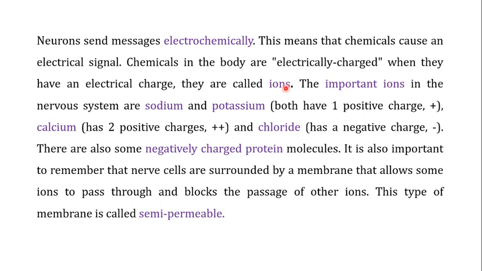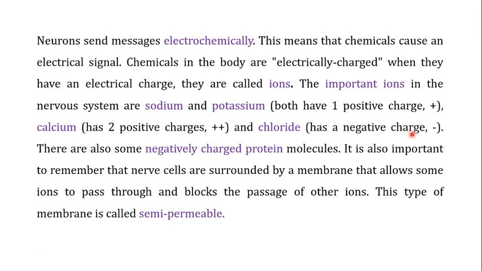The most important ions when you talk about the nervous system or the function of the neuron are sodium and potassium. Both sodium and potassium have one positive charge. Another important ion in neuronal signaling is calcium. It is very important in the release of the neurotransmitter at the axon terminal, which I'll focus on in the next video. And the chloride ions have one negative charge. Calcium has two positive charges, and chloride has one negative charge.